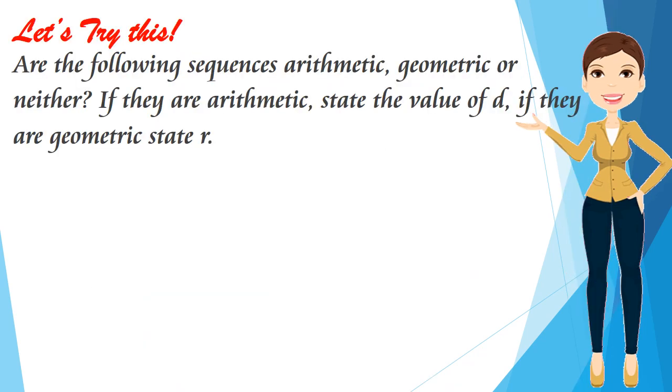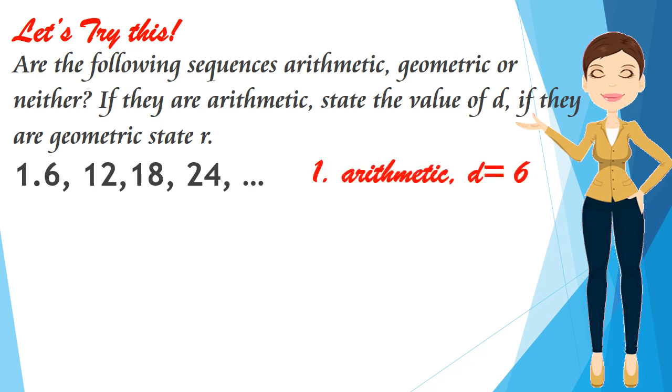In this activity, you are going to determine if the given sequence is arithmetic, geometric, or neither. If they are arithmetic, you are going to state the common difference. If they are geometric, you are going to state the common ratio. Is that clear? Okay, for example number 1: 6, 12, 18, and 24. That is an arithmetic sequence because the common difference is 6.